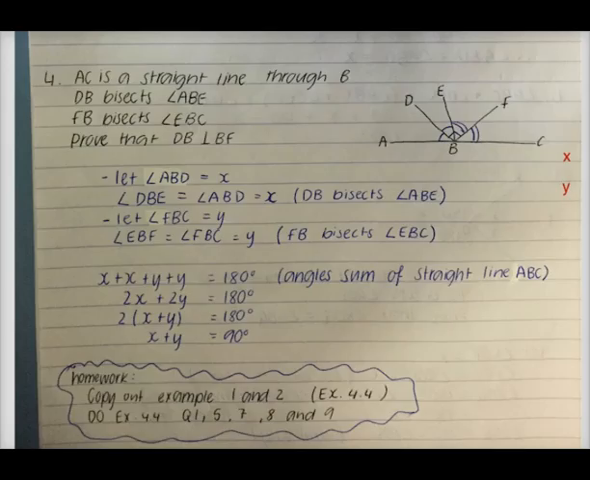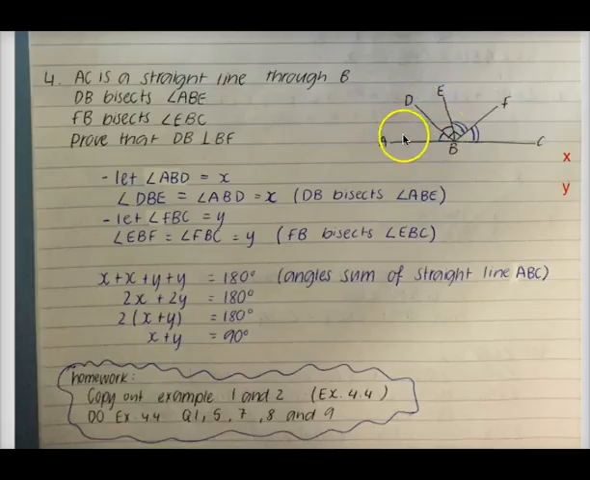This is question 4 from exercise 4.4. We are told that AC is a straight line through the point B. We're also told that DB bisects angle ABE. In the question none of these markings are on the diagram, so please just put the line ABC there, put DB, EB and FB, but all of these bits in blue are actually not on the original diagram, so please don't put the rest on there. Please look at your textbook to see what question 4 looks like.